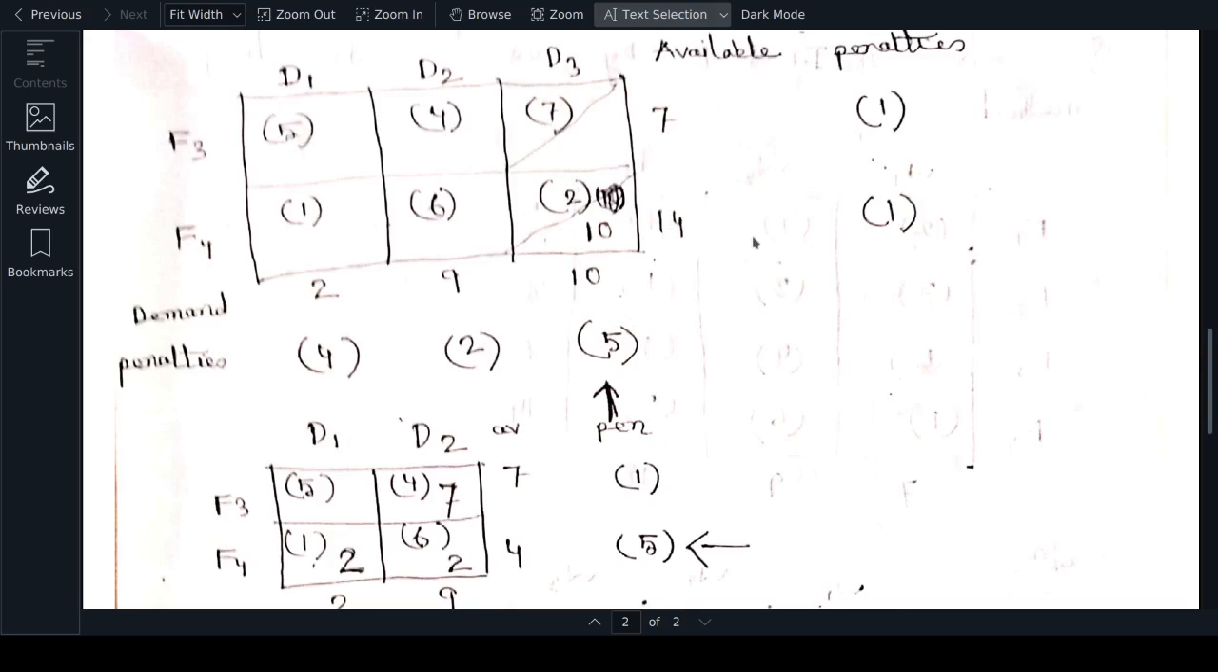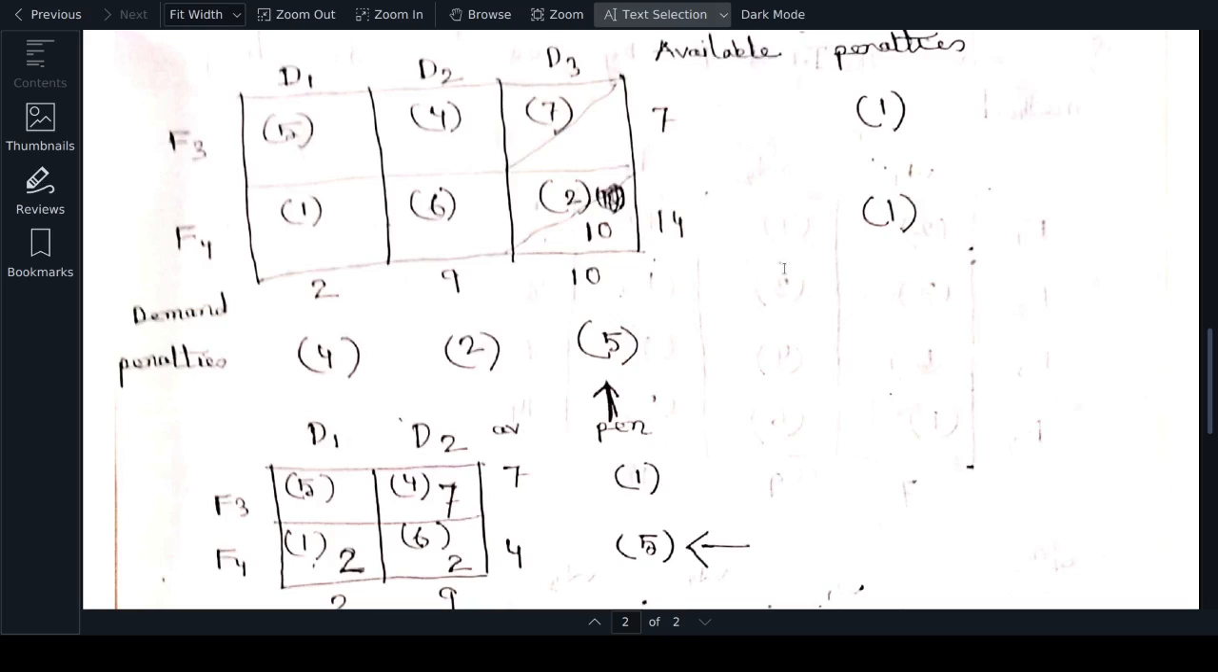Yes. So you see in F3 row, lowest cost is 4 and second lowest cost is 5. So penalty is 5 minus 4. Lowest cost and second lowest cost difference gives us the penalty. So penalty is 1. Then F4 row, lowest cost is 1, second lowest cost is 2. So difference is 1. So penalty is 1.